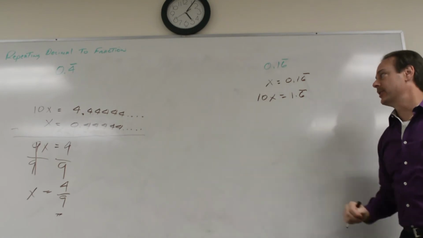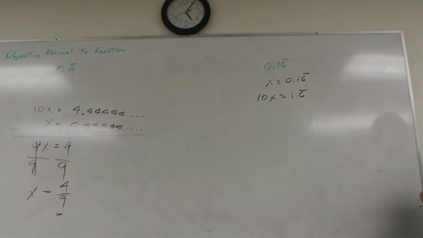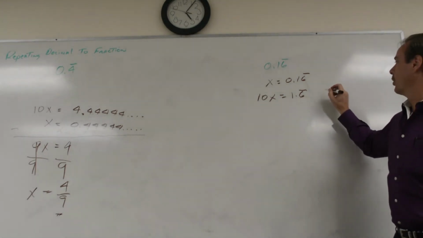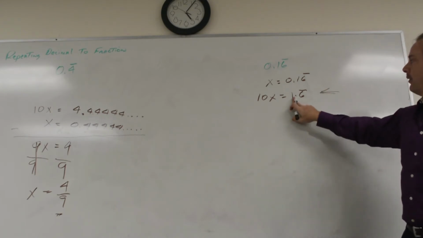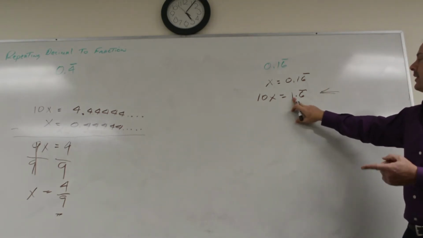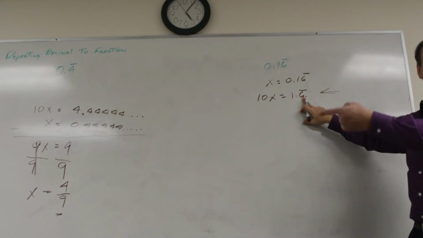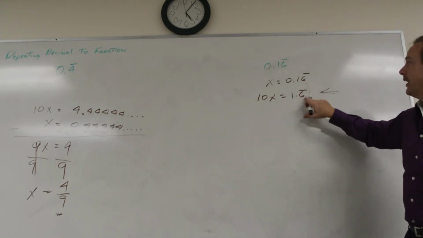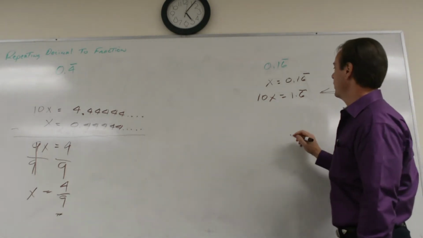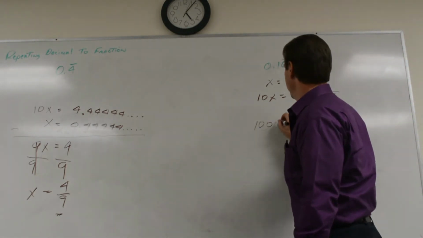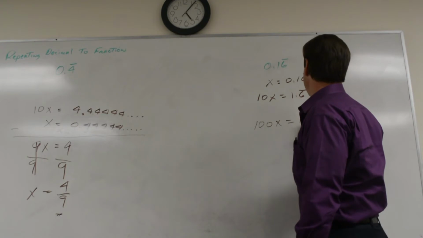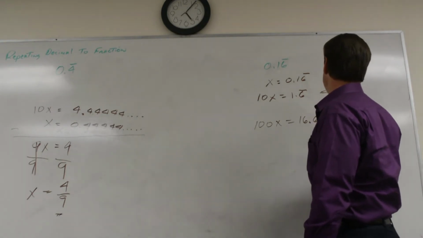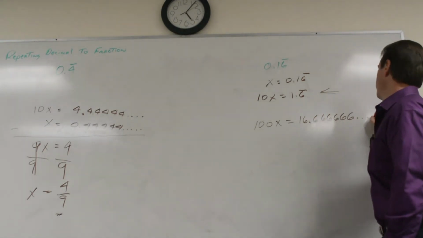Now we're going back to that situation. This is the one we're going to work with, because now we have 1 digit to the left that's not repeating. We want to bring 1 digit to the left that is repeating. So this is going to be subtracted from the digit with the 1 and the 6 over here to the left-hand side. So let's say 100x equals 16.66666, repeating on.